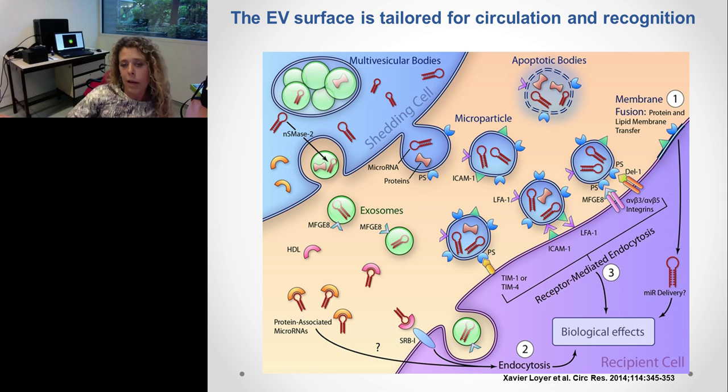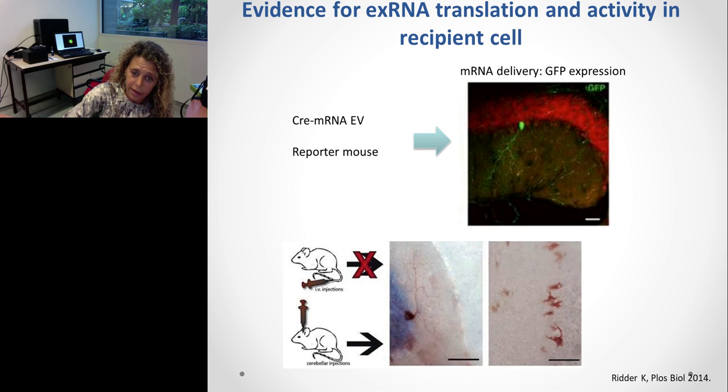So a large number of studies show evidence that RNA present in vesicles can be translated and can be active. That's just an example using vesicles containing Cre messenger RNA in a reporter mouse in which GFP could be synthesized after receiving the Cre messenger RNA EVs. And it's clear that after intraventricular injection, we have neurons that are positive for the GFP.